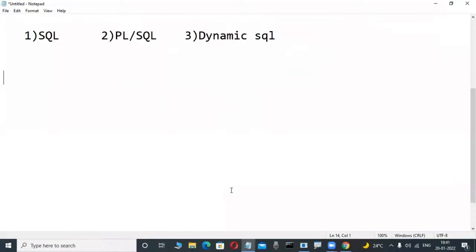From that SQL language, what did Oracle Corporation create? Their own SQL language, which is called Oracle SQL. That's why SQL is an ANSI standard language, conceptually the same in every database.